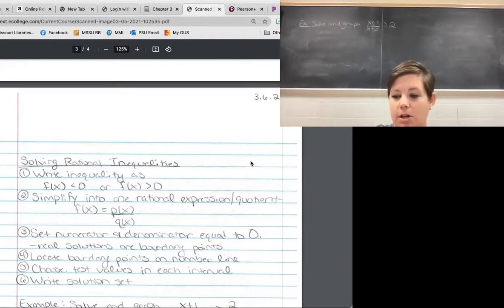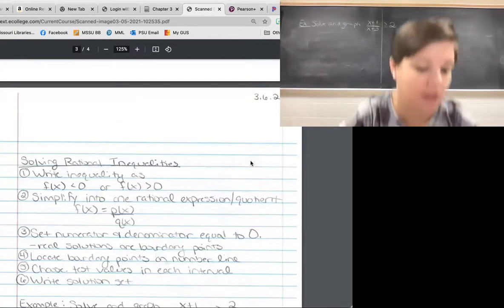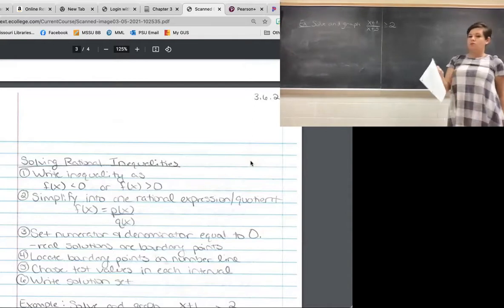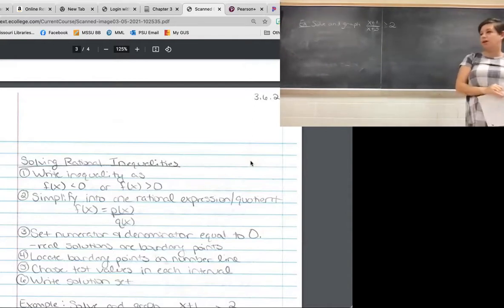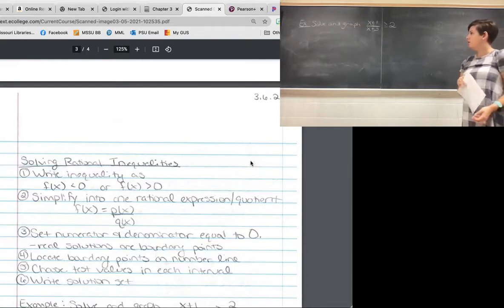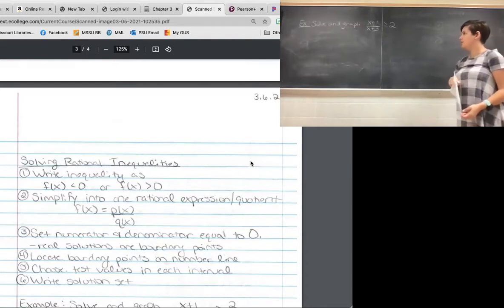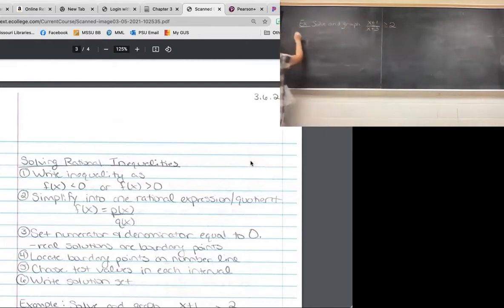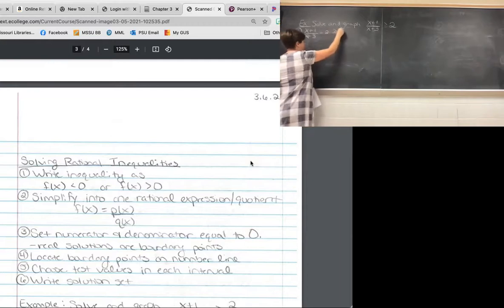I'm going to leave the notes up for the first problem, and then I'll get them off so that you can see the board better. So we're going to solve and graph (x plus 1) over (x plus 3) is greater than or equal to 2. Step 1, we want to get everything on the left side, so I'm just going to subtract that 2. We have (x plus 1) over (x plus 3) minus 2 is greater than or equal to 0.